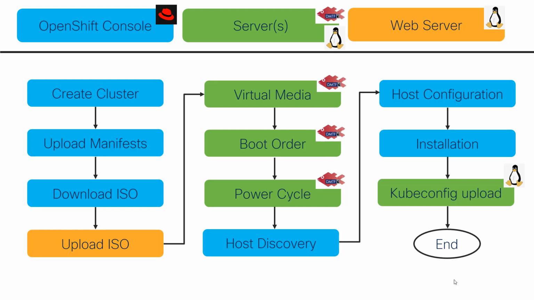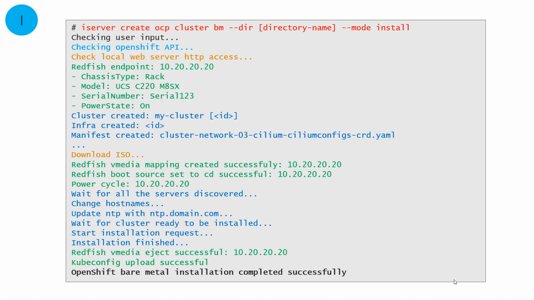Once installation finishes, the kubeconfig file is downloaded from OpenShift Cloud and uploaded to a selected server in the cluster so that oc or kubectl commands can be used right away. And that ends the entire workflow. This is the color-coded output of the iserver application showing the workflow in action.